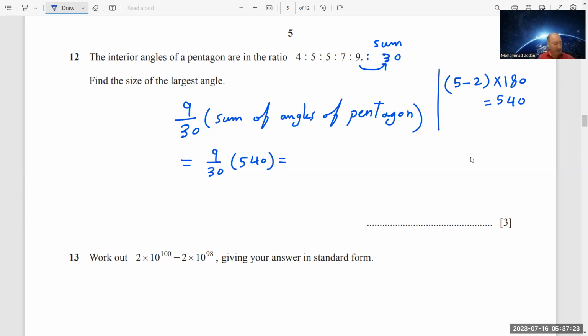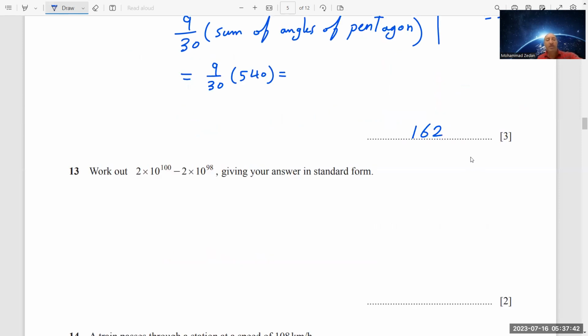Okay, solve this one and tell me your answer. So the biggest angle here is 162. Of course, this is an irregular pentagon. The angles are not the same. They are different. Only two angles are equal.